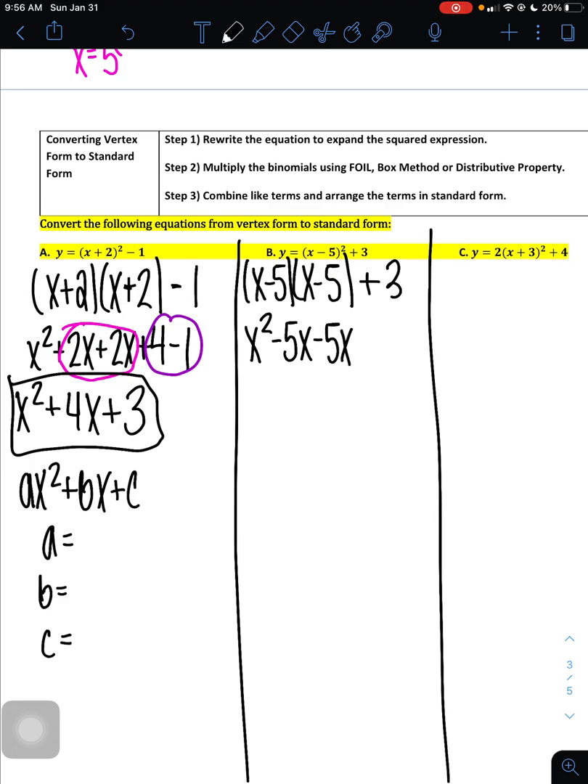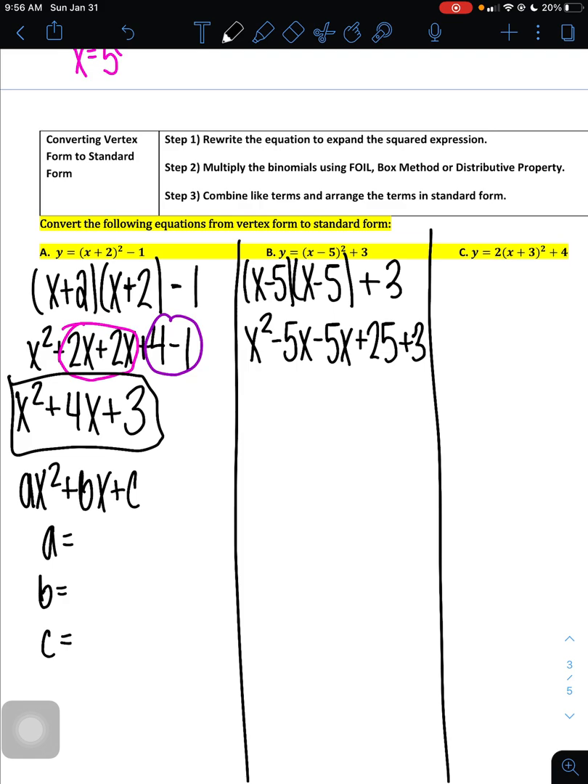And then my last terms, I have a negative 5 times a negative 5. So that's plus 25. And then I can't forget about my 3 at the end. So that's why it was helpful for me to go ahead and write that up top, because I don't want to get too far into my equation and then I'm wondering where did terms go. So let's just make sure that we're being consistent when we're writing these up. So I have my plus 3 at the end.